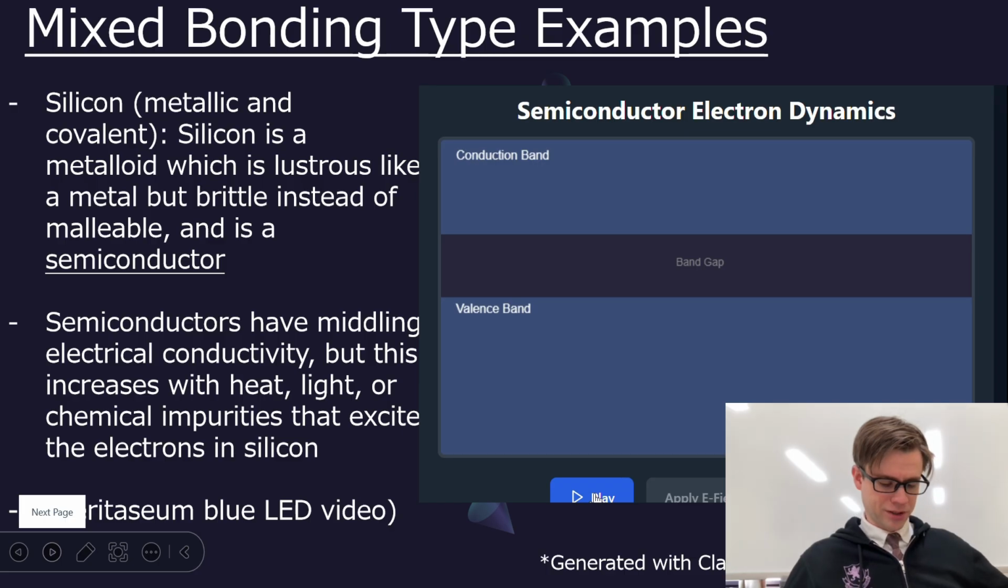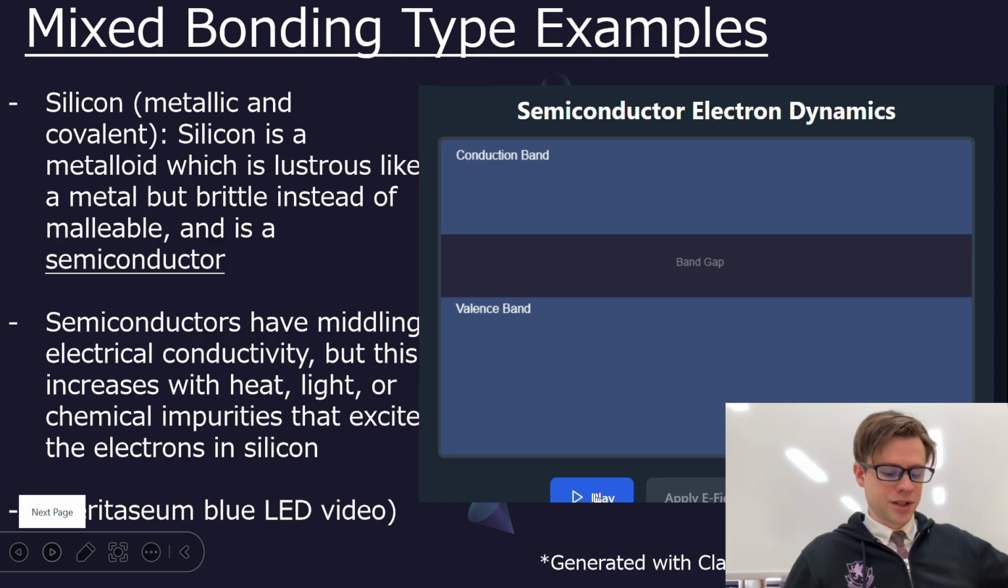It's a semiconductor. Semiconductors have middling electrical conductivity, but this increases with some heat, light, or chemical impurities that excite the electrons in silicon. So all these things, heat, light, or chemical impurities, what they're doing is providing more electrons for conductivity. Heat and light can just help more silicon valence and outer electrons become more mobile and enter the delocalized sea that would be in a metal.